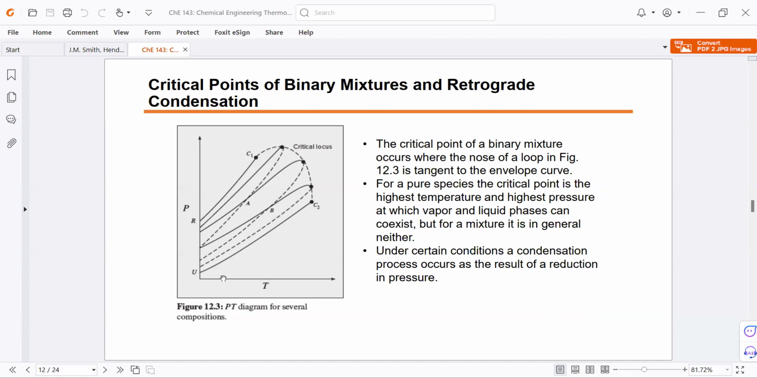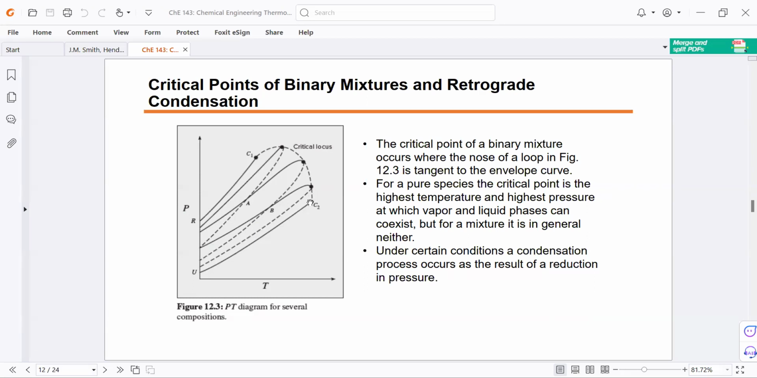On this PT diagram, we have this line right here, the topmost one. This represents pure species 1. And the line at the bottom represents pure species 2. If we isolate each of the lines, we get the PT diagram of species 1 and another diagram for species 2. C1 would represent the critical point of pure species 1. It's the highest temperature and pressure at which vapor and liquid phases can coexist for pure species 1. And the same way we can describe the critical point of pure species 2.